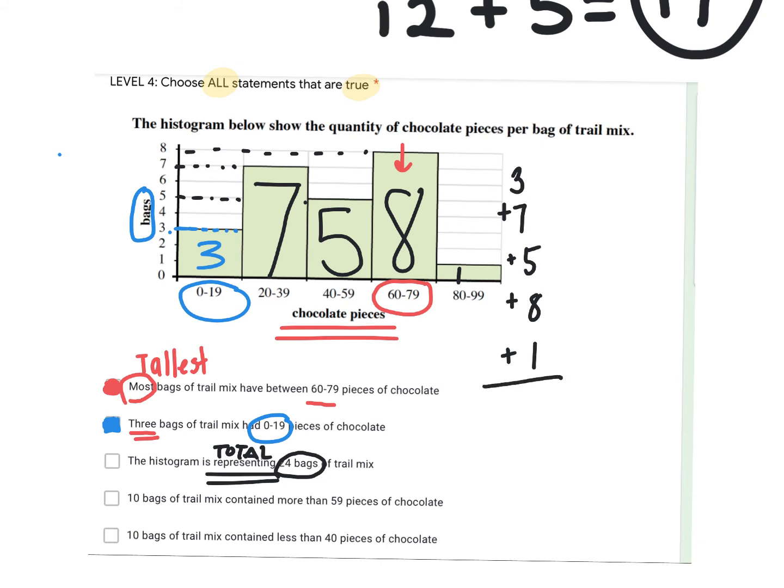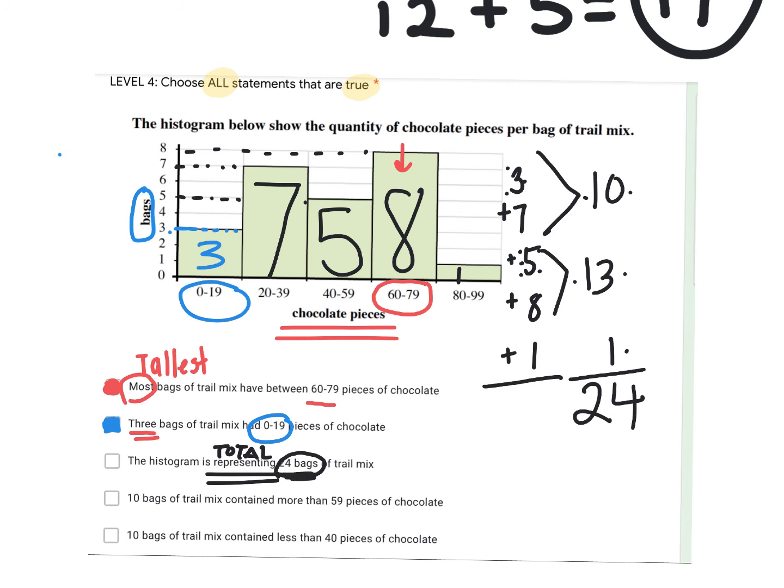Well, I don't typically like to add like this, so let me go ahead and add these two, which is 7, 8, 9, 10. Let me add these two, which is 8, 9, 10, 11, 12, 13. And then we have a 1 here. Now I can add them up. 10 plus 13 plus 1 is 24. So our total is 24. This one says the histogram represents 24 bags, so this is correct. So far, all of them are true. Okay, let's go to the next one.